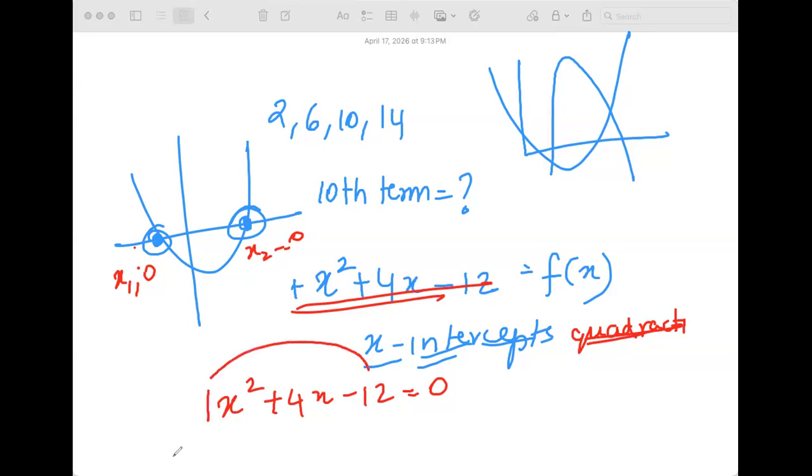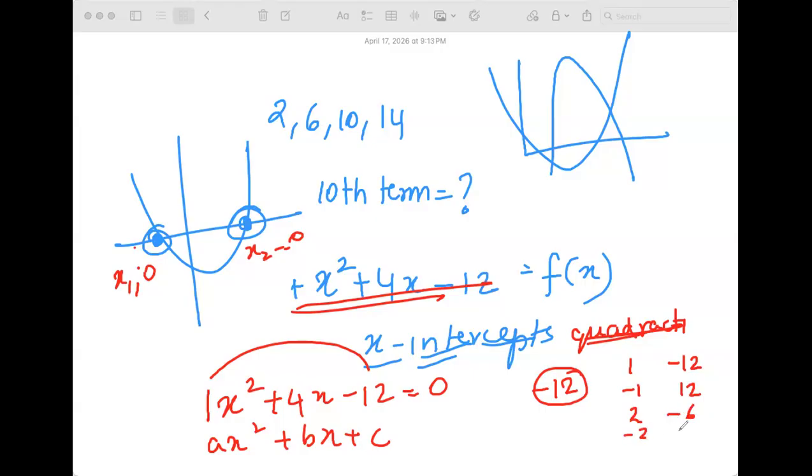First, you need to multiply a and c. Ax square plus bx plus c, right? When you multiply a and c, you get minus 12. So you have to find factors of minus 12. What are my factors of 12? 1 and minus 12, or minus 1 and 12. Again, 2 and minus 6, or minus 2 and 6. What else can I say? 3, yeah, 3. Minus 3 and 4, or 3 and minus 4. These are the only ones that will multiply to minus 12.